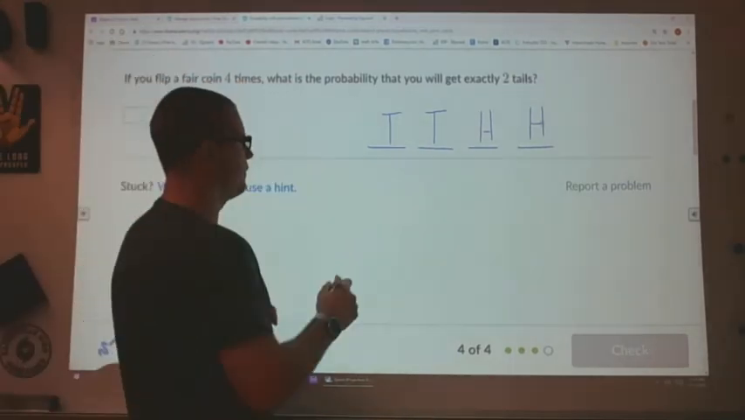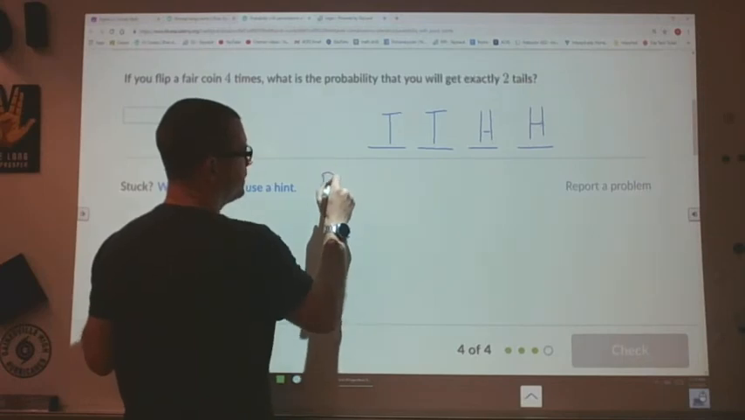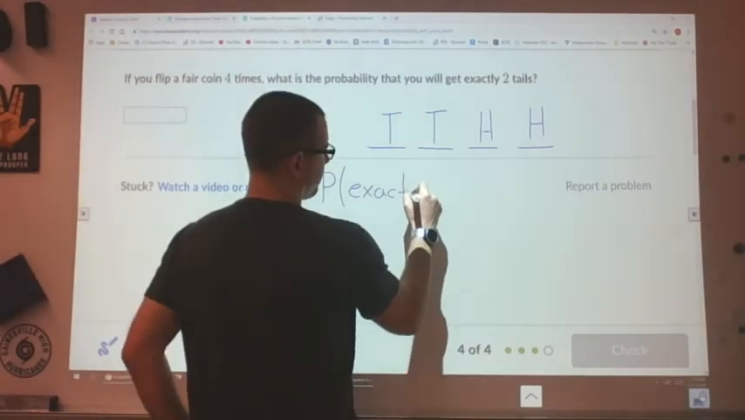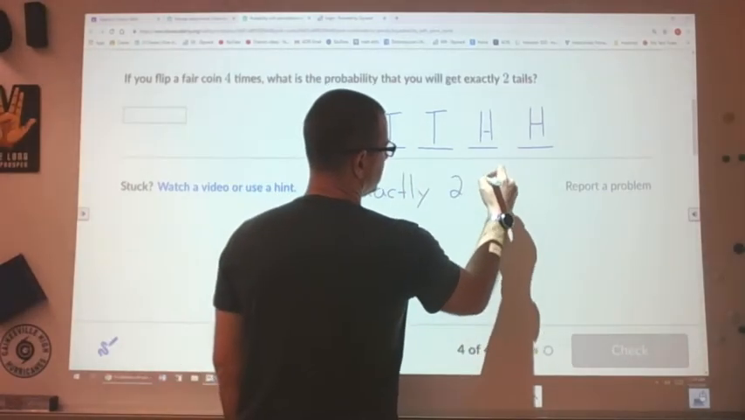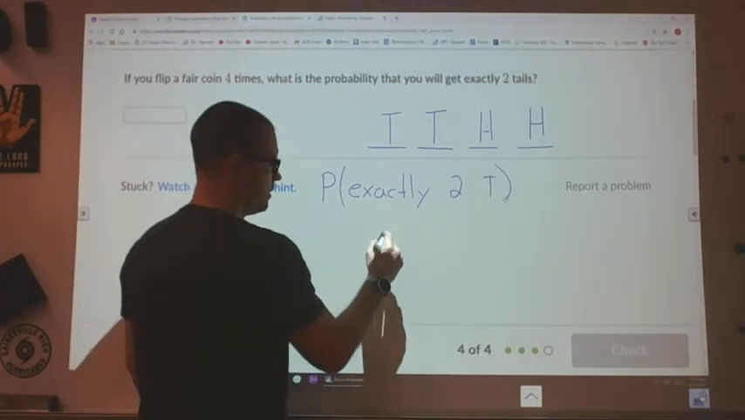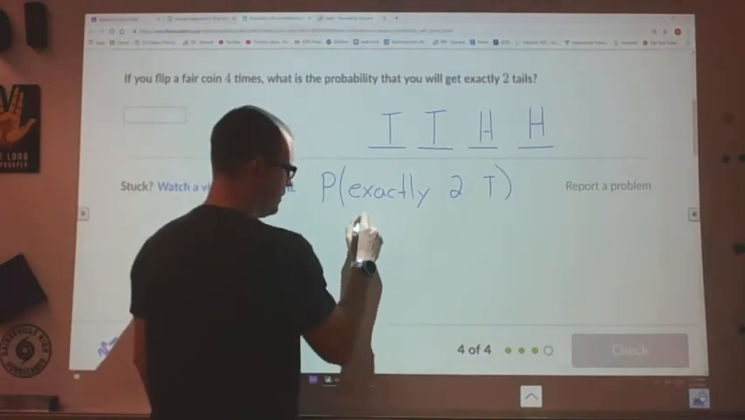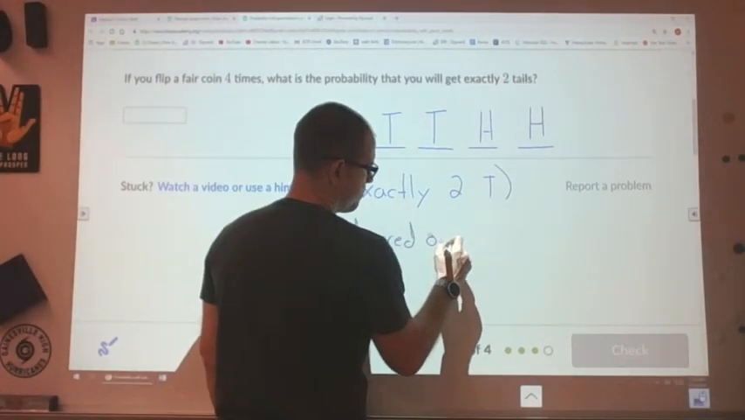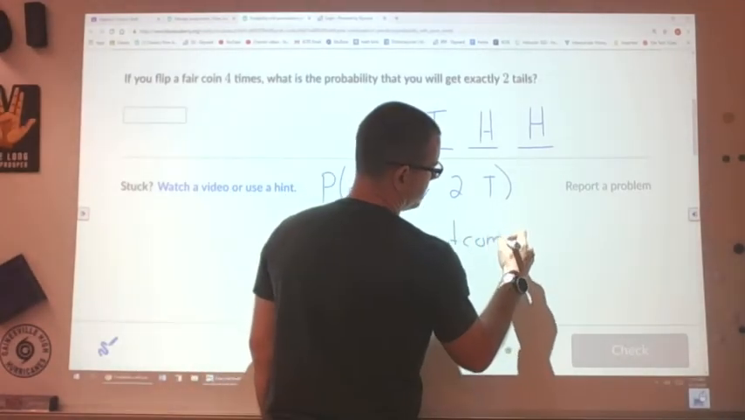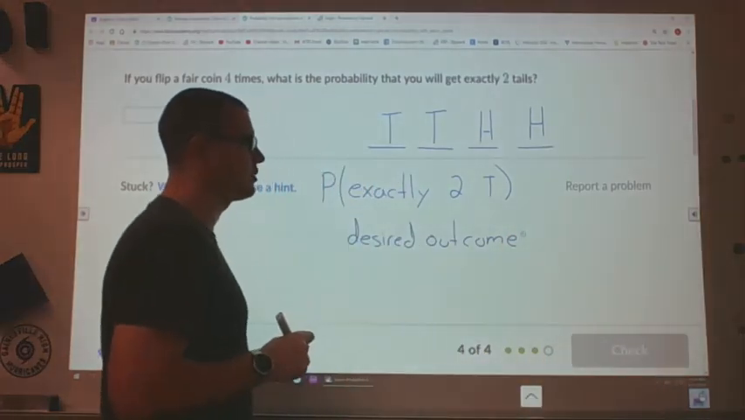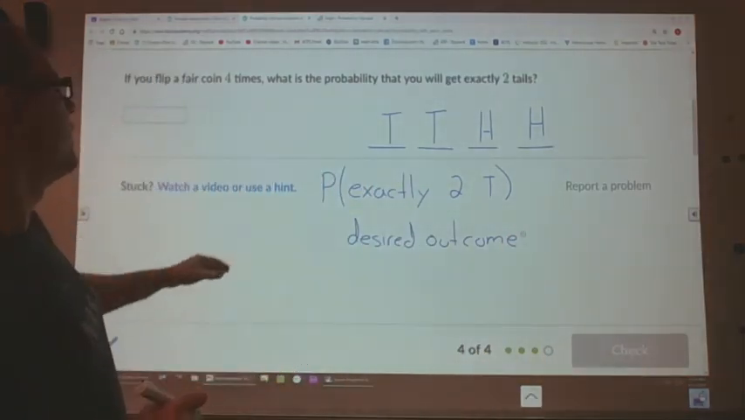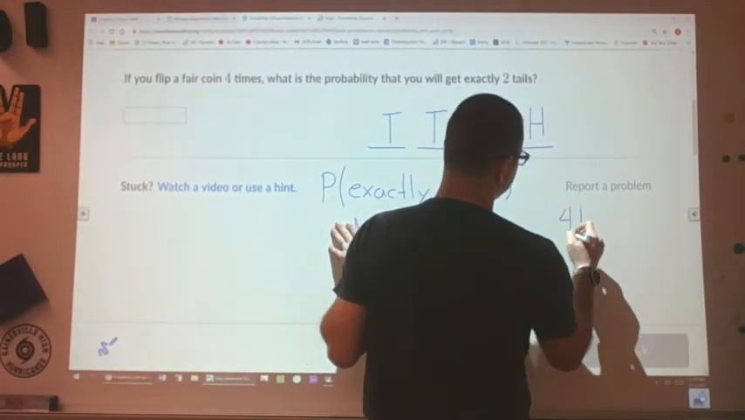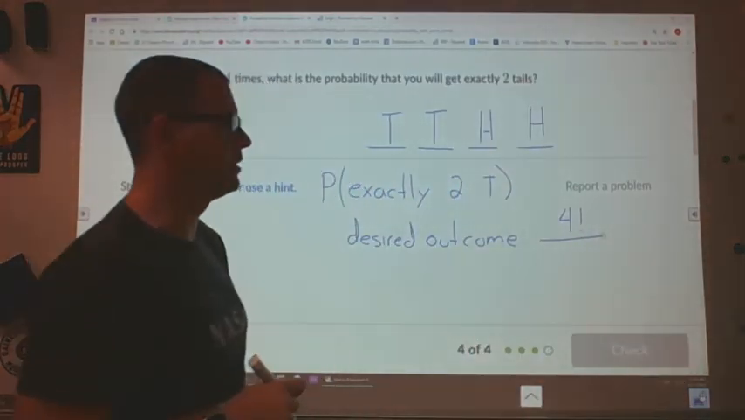So we'll deal with the first one, the probability of exactly 2 tails. We need the desired outcomes. And for that, we're going to use our factorials. The number of ways 4 events could occur is 4 factorial. The number of ways 4 events could be arranged, I should say.